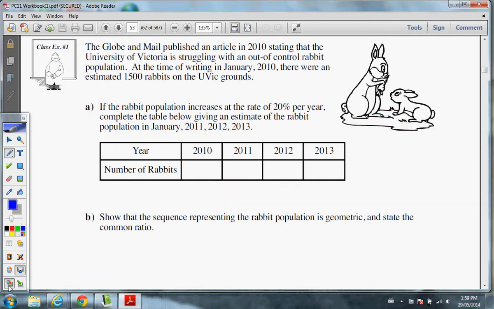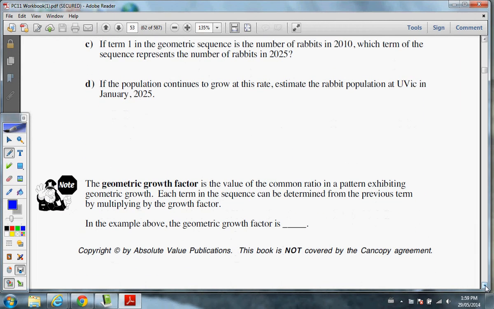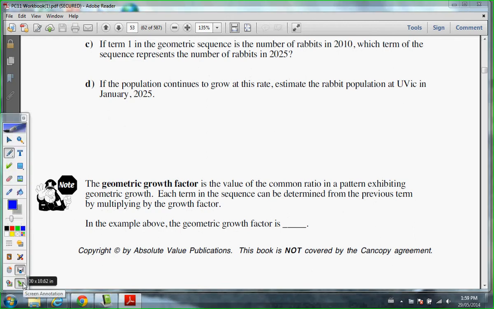Let's keep going to parts C and D. If term 1 in the geometric sequence is the number of rabbits in 2010, which term of the sequence represents the number of rabbits in 2025? It's kind of a trick question. If 2010 is term 1, that means we're counting the zeros, so we have to add 1. It's not 15, it's actually going to be T16, because you're counting 2010.